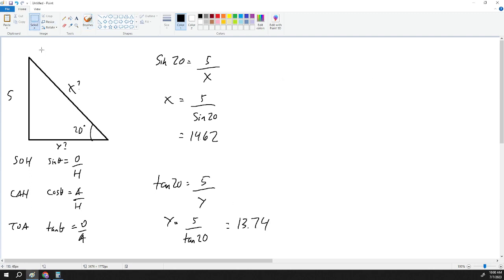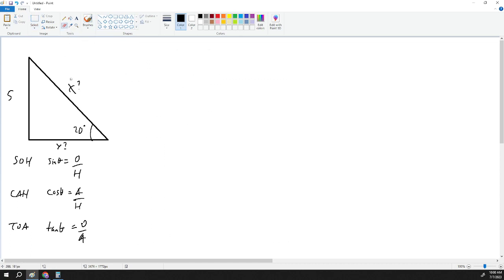Okay. Refresh na ba? I'll give one more example. So, given that this is a 70-degree angle, my hypotenuse is 20. What is my x? What is the length of x? Again, which one do we use? Sine, cosine, tangent?